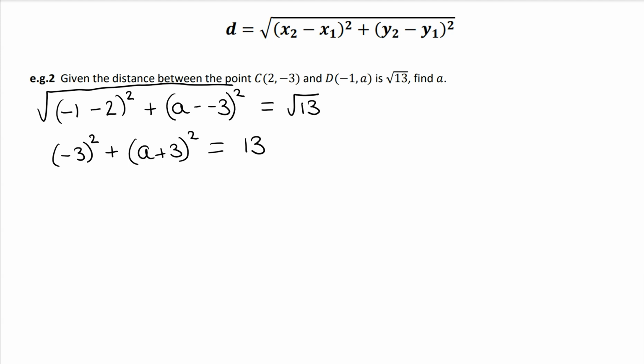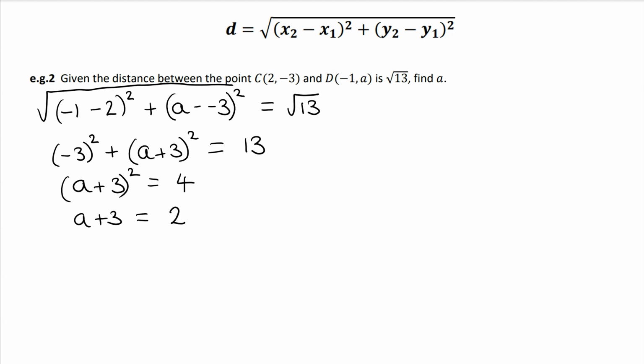So minus 3 squared is going to give you 9, so I'm going to take away 9 from both sides. It might be tempting to expand this a plus 3 all squared, but what I'm going to show you hopefully is actually a bit of a quicker way. And because I want to get a on its own, I want to get rid of this squared part. So I'm going to square root both sides, which just leaves me with a plus 3 on the left.